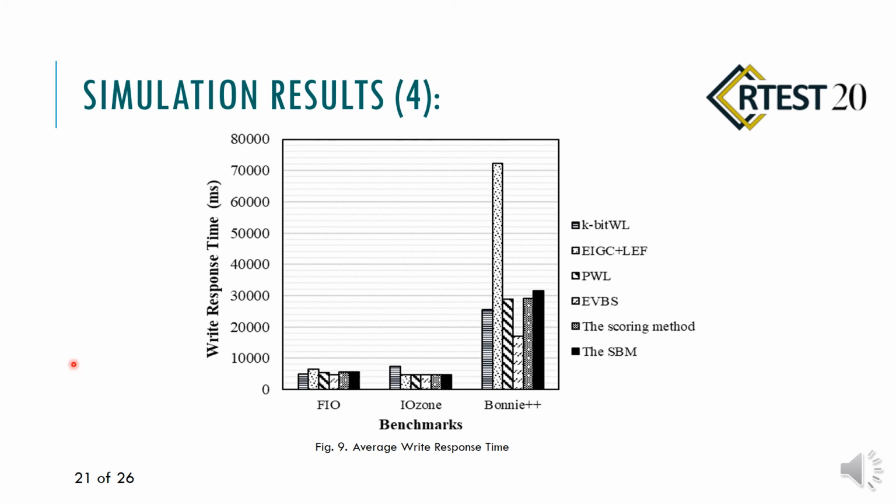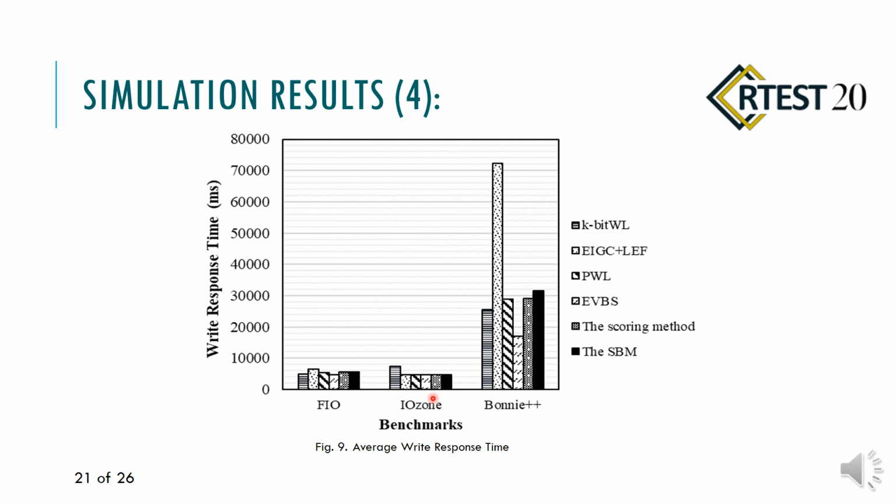Average write response time in terms of milliseconds is shown in this figure. In all three benchmarks, the SPM is the fifth best method. In both write-intensive workloads, the SPM result is about 1% more than its earlier version. Bunny++ contains about 2% write requests, which cannot be served until a considerable number of read requests are served. So, average write response time is higher for all methods in this benchmark. In Bunny++, EVBS outperforms other methods, while EIGC shows the worst performance, and its value is about 56% more than the SPM method.